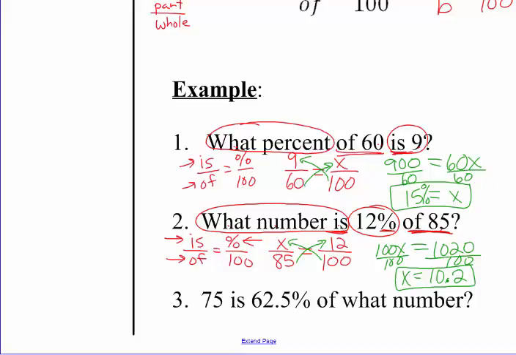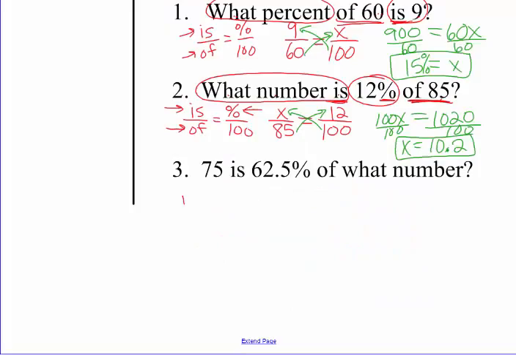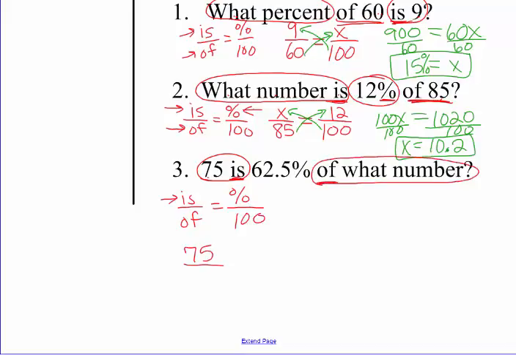The last one. So is over of equals percent over 100. I'm going to plug in what I have. So is, here is my is number, 75 is, that goes on top. Of, that's what I'm trying to find. Of what? So what number? So that's going to be my x this time. And then my percent, here's the percent sign, 62.5 out of 100. It's always out of 100, the percent.